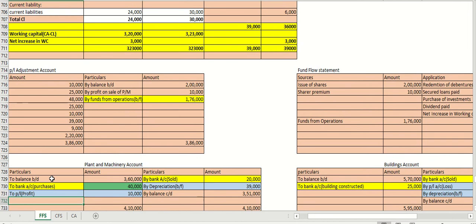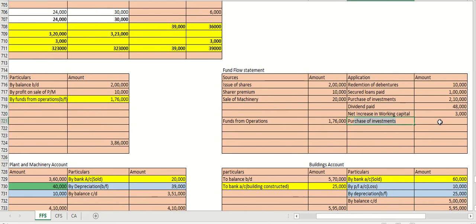Now we'll move on to the ledger accounts, which we have prepared. If you see the plant and machinery account, we have by bank account, which is sales, 20,000. So sale of machinery, 20,000. Next, to bank account, purchases, which is 40,000. So purchase of machinery will come under your application. Purchases will always come under application and sales will always come under sources. Purchase of machinery, the amount is 40,000.